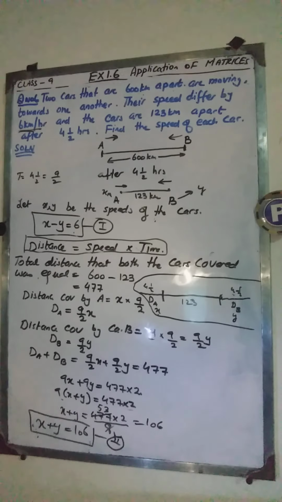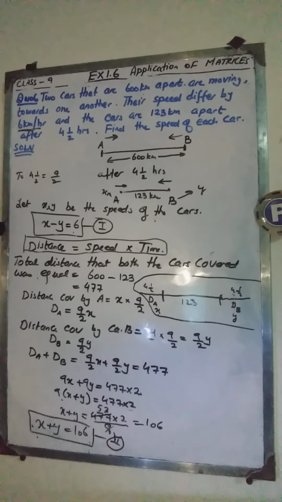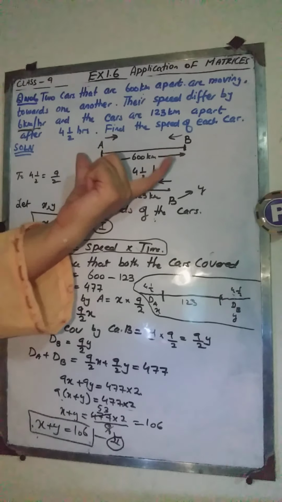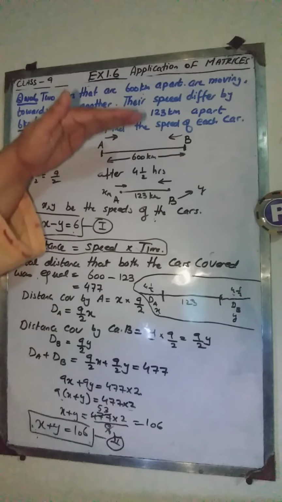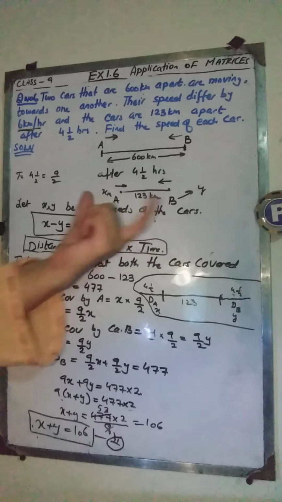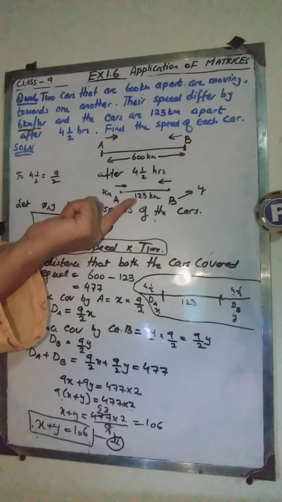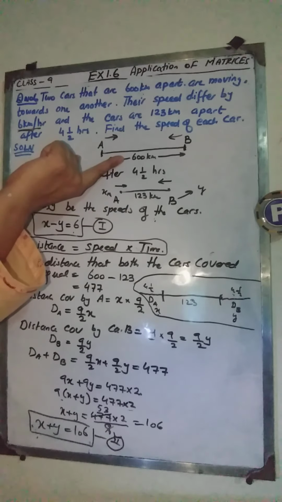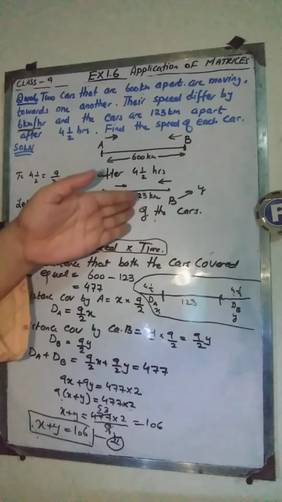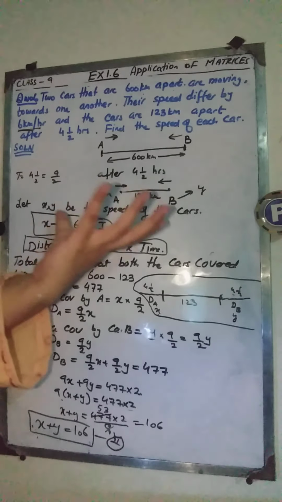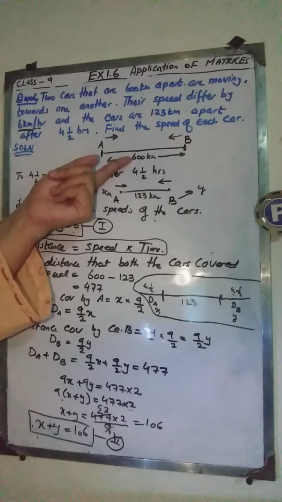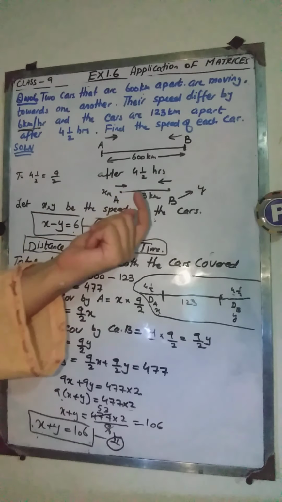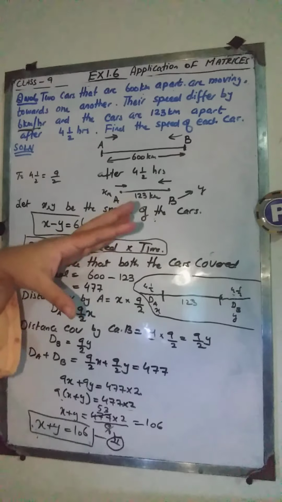So let me summarize it once more. We had two cars A and B which were moving towards one another, and at the beginning the distance between them was 600 kilometers, and then after 4.5 hours had passed, the distance between them reduced to 123. Okay, in the beginning it was 600 kilometers, and as these two cars were moving towards each other, obviously the distance was reducing between them, and it was reduced to 123. It means 600 minus 123 will give us the distance that both these cars have covered in total.